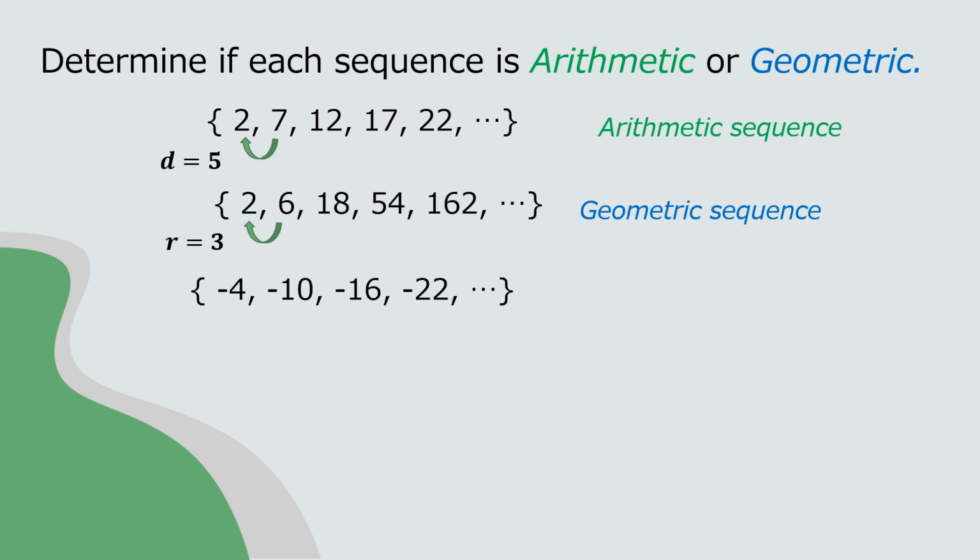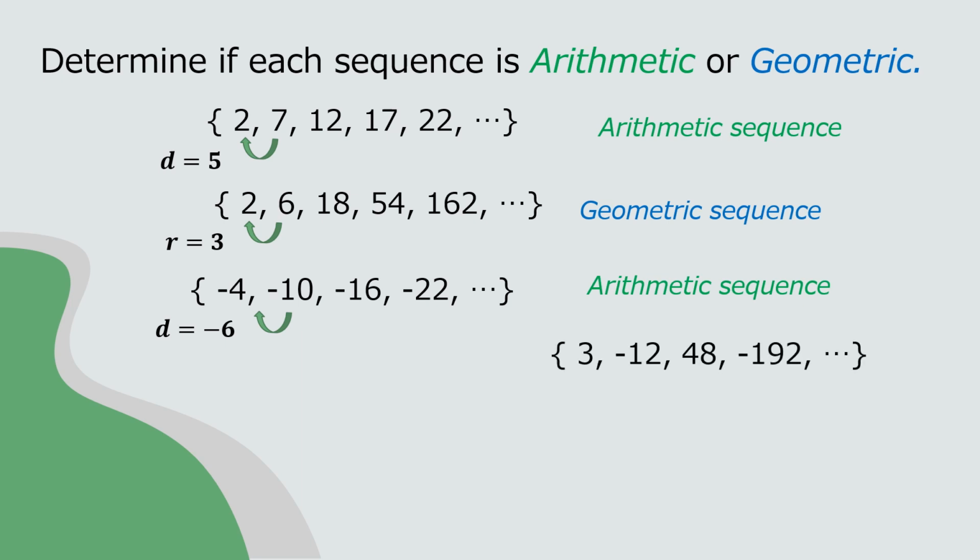For the next example, we have negative 4, negative 10, negative 16, negative 22. You will obtain a common difference of negative 6, since negative 10 minus negative 4 is equal to negative 6. So it is an arithmetic sequence. For 3, negative 12, 48, negative 192, you will have a common ratio of negative 4, since negative 12 divided by 3 is equal to negative 4. So it is a geometric sequence.